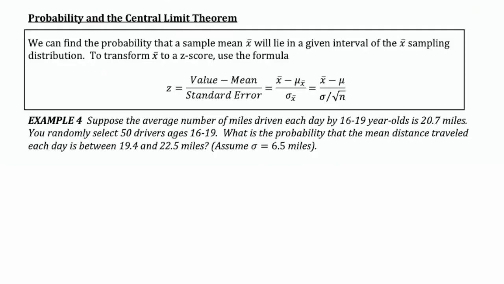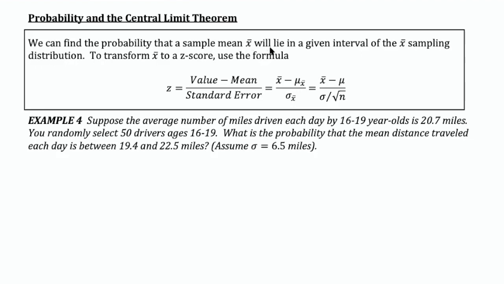The last part of this section makes that important connection between probabilities and the central limit theorem. So now that we know the central limit theorem connects a sampling distribution to a normal distribution, we can use the skills we learned for finding probabilities of a normal distribution, namely using things like the standard normal table to calculate probabilities. We can find the probability that a sample mean will lie in a given interval of the mean sampling distribution.